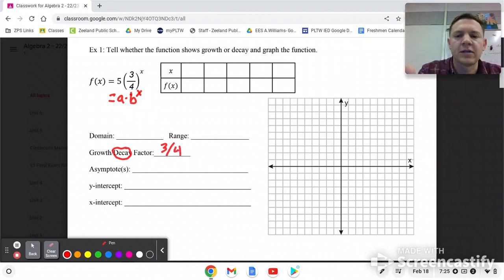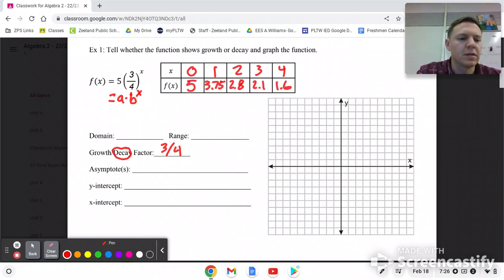Right, and I like to plug in a couple of things, but for this one, let's just go 0, 1, 2, 3, and 4. You go ahead and plug those into your calculator. What you would get out: 5 times 3/4 to the 0, 5 times 3/4 to the 1, and so on. What you would get out is the following. Okay, some weird decimals, but that's okay. And then if you graph them, it'll look like this.